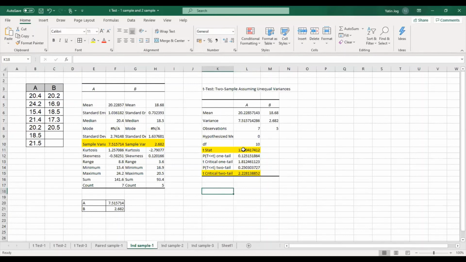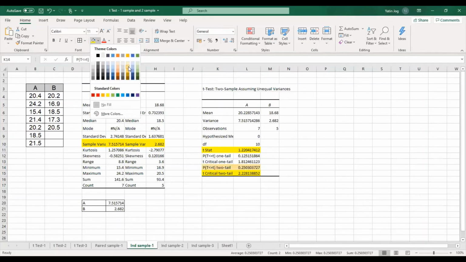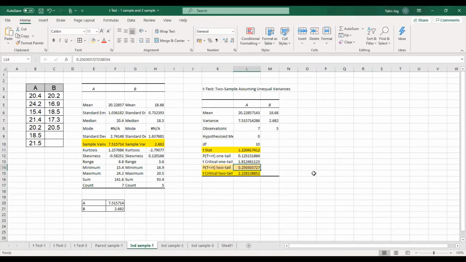So in this case, we fail to reject H0, even if you look at the P value. This P value is greater than 0.05.